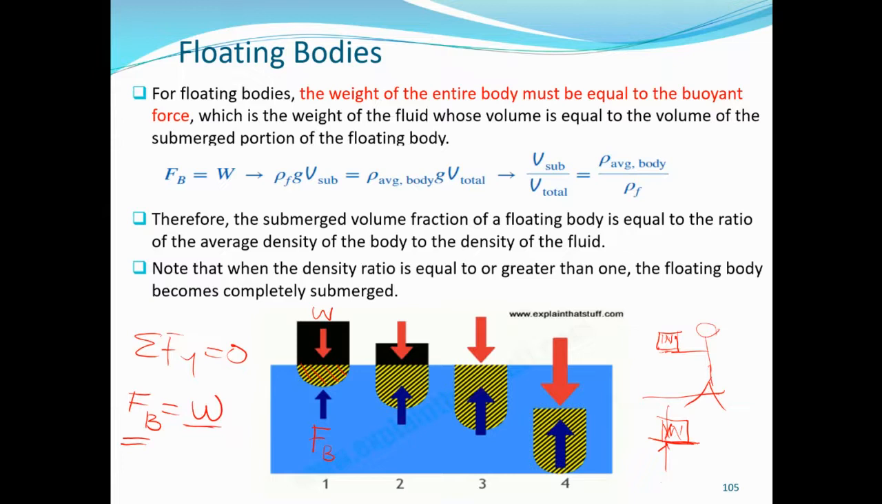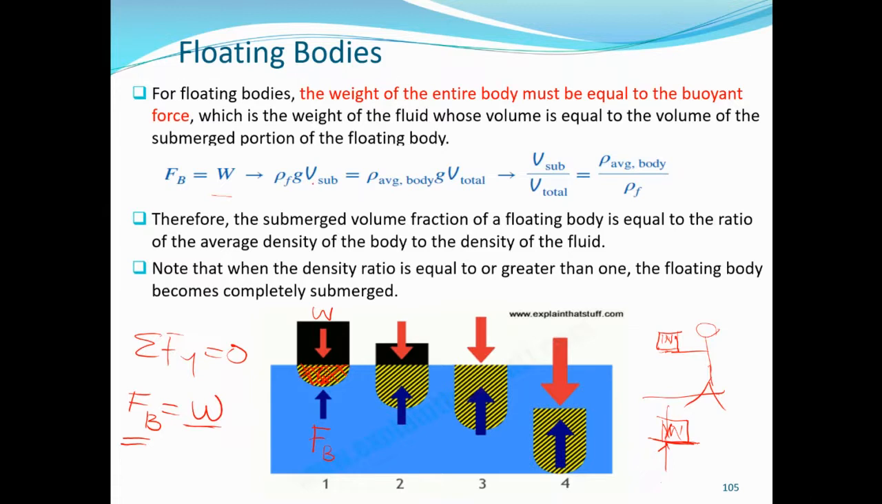It's not just equal to the weight of the submerged part of the body, but the total weight of the body. Now, this shaded area is the volume that will represent the volume of the displaced fluid. So the submerged volume is equal to the volume of the displaced fluid, while the upthrust in this case is equal to the weight of the body. So FB is equal to W.